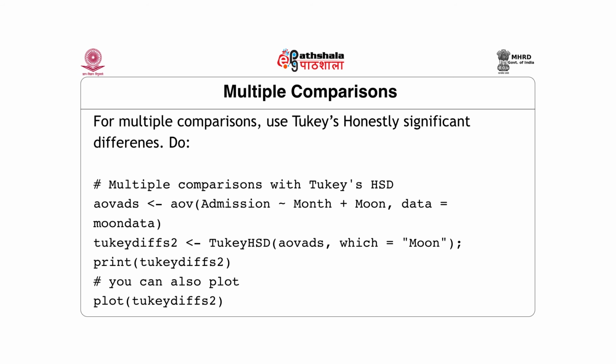We expect that there's not going to be much of a difference, but nevertheless we could do this. Once you take the AOV, the analysis of variance, you can plot the Tukey HSD, the object in which this is stored. I leave it to you as an exercise: use log admission by month plus moon, the original model that we were evaluating, and try this there to see what difference you get. I have not reported it here. So let's take a look at Tukey's HSD test and see what we get.